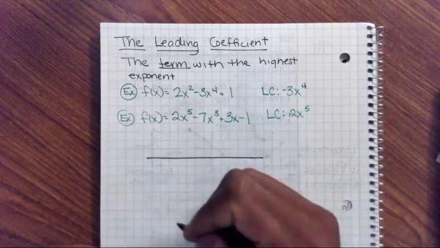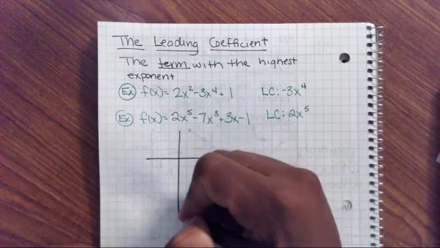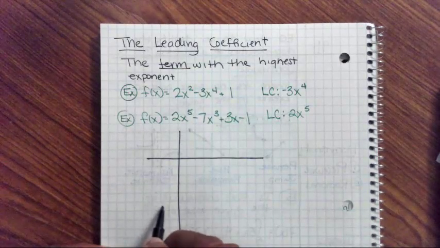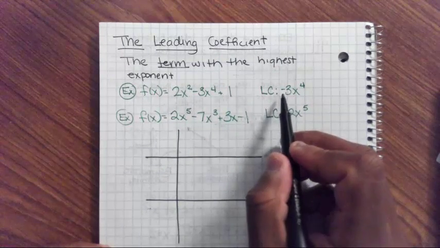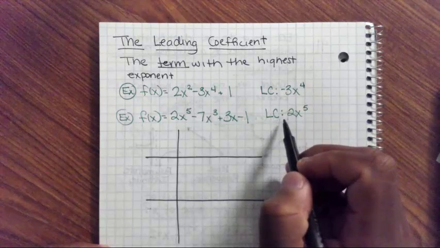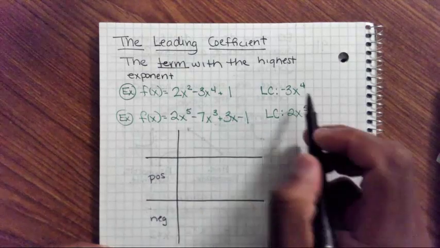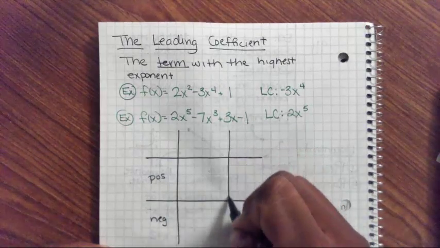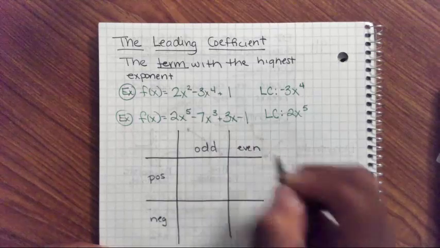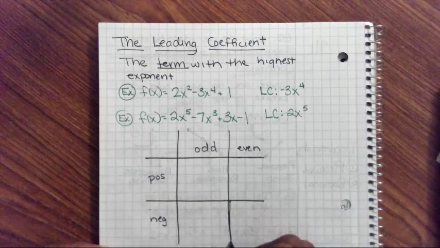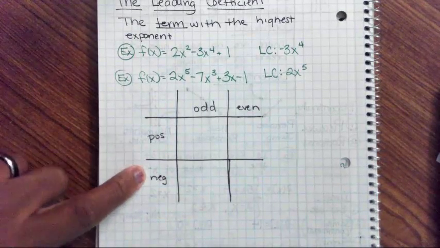Your leading coefficient term can be one of 4 things. The term in the front can either be negative or it can be positive. Do y'all see that? The exponent can either be even or odd. That's the only 2 cases. Your terms can either be positive or negative, and your exponents can be odd or even.